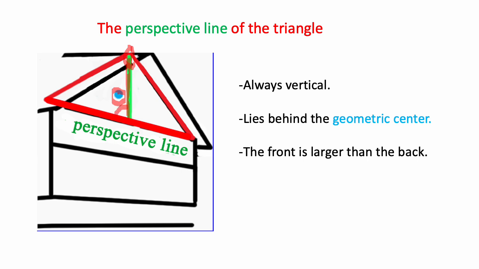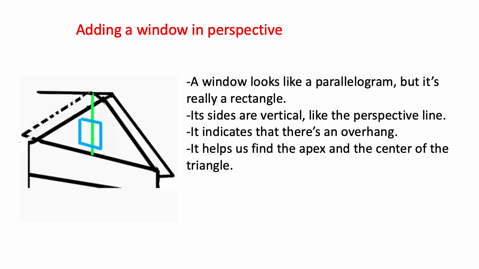So this right angle is small, and this one's a little larger. And as a result, the front edge of this triangle is larger than the back edge. And that's what we expect with perspective. Everything in front should be larger than things in the back. A window helps this image become more understandable. It looks like a parallelogram with no true right angles, although we know it is, in fact, a rectangle with perpendicular corners. Its sides are vertical, like the perspective line, and its bottom and top slant with the house.